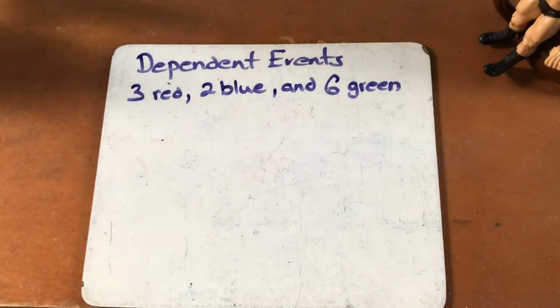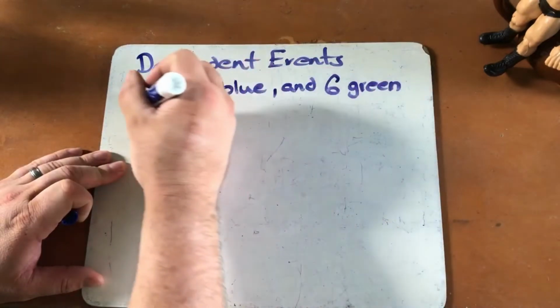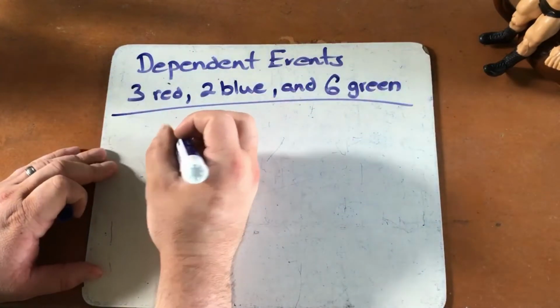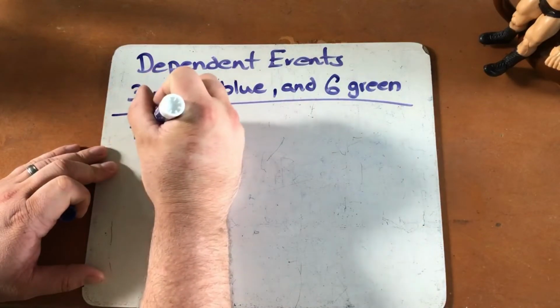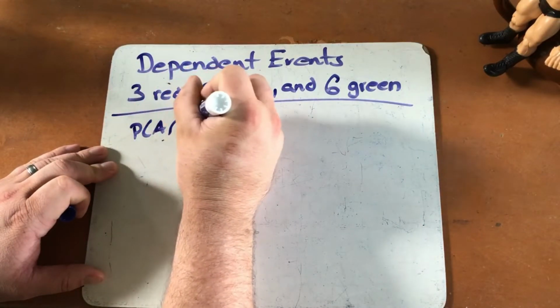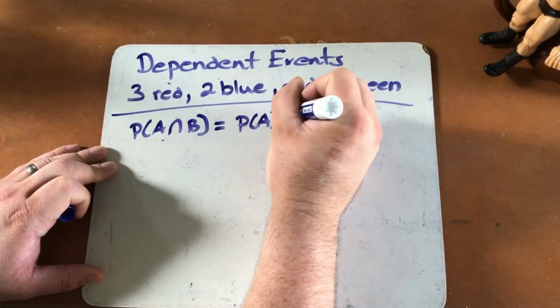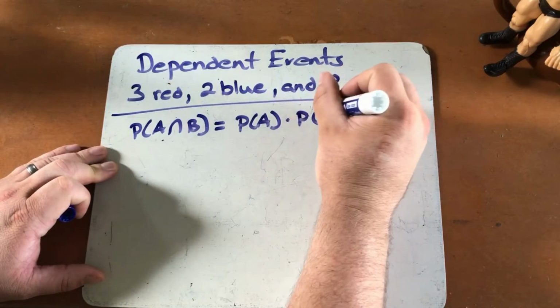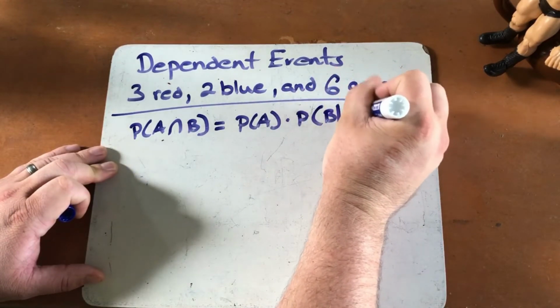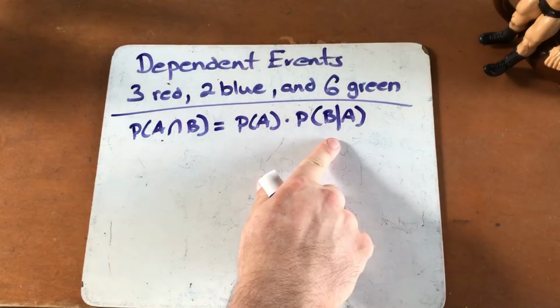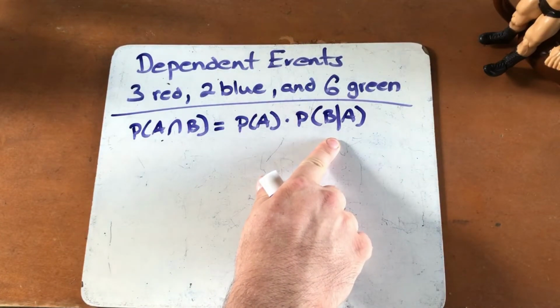Now, the difference is in order to make these dependent events, we're not going to return the first marble. So that directly affects how many marbles are left in the bag. So using this bag of marbles, I'm looking for the probability of A and B again, but this time the probability of A times the probability of B given that A happens. Now, I could mathematically find this, but we can also use a little bit of common sense.